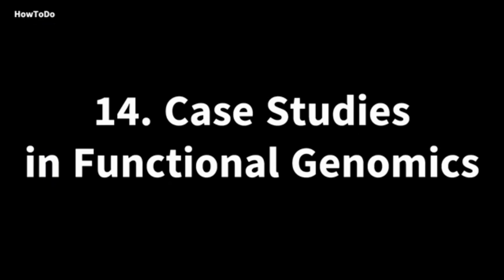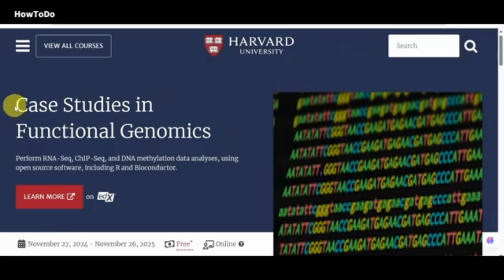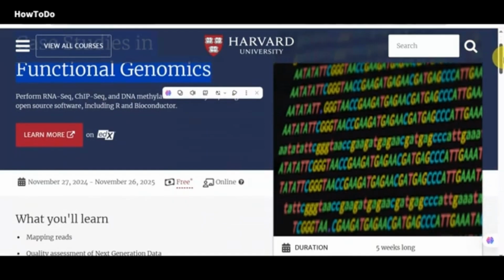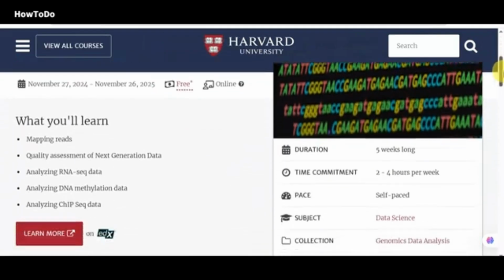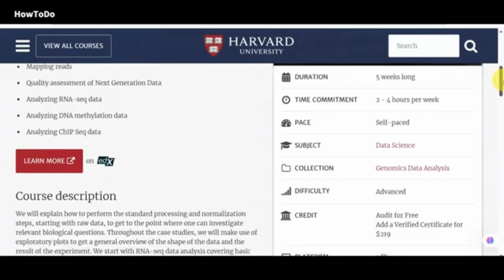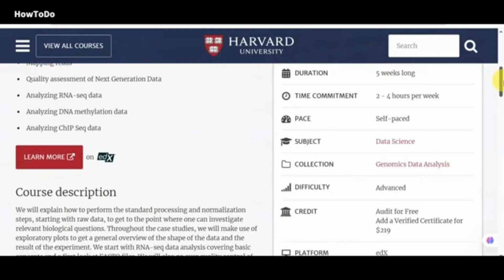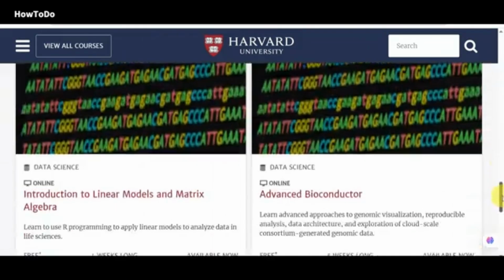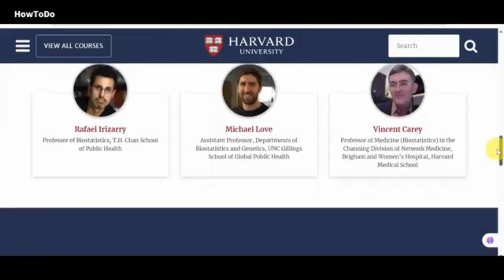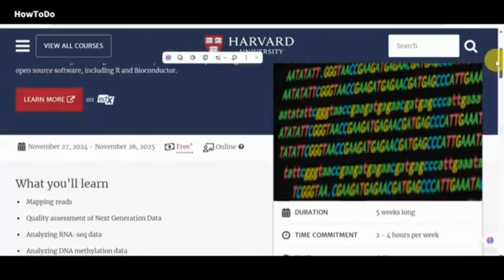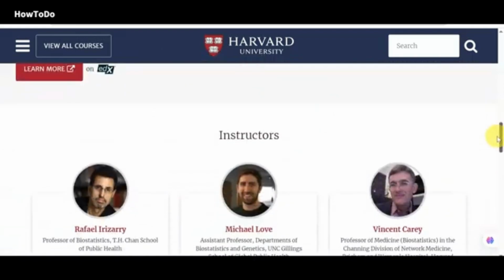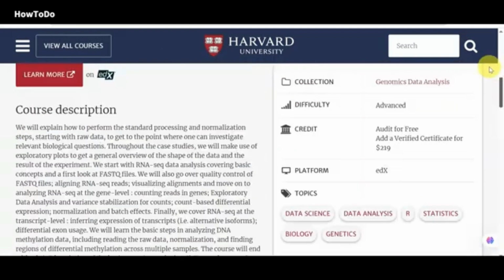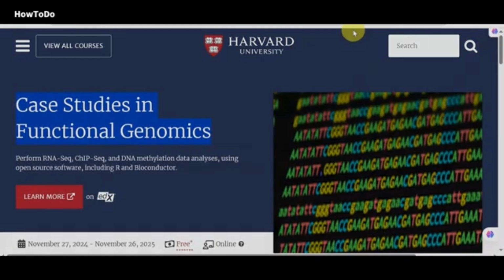14. Case studies in functional genomics. We will explain how to perform the standard processing and normalization steps, starting with raw data to get to the point where one can investigate relevant biological questions. Throughout the case studies, we will make use of exploratory plots to get a general overview of the shape of the data and the result of the experiment. We start with RNA-seq data analysis, covering basic concepts and a first look at FASTQ files.